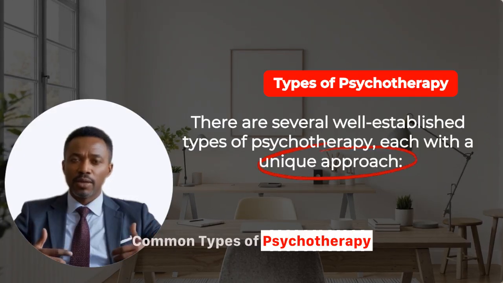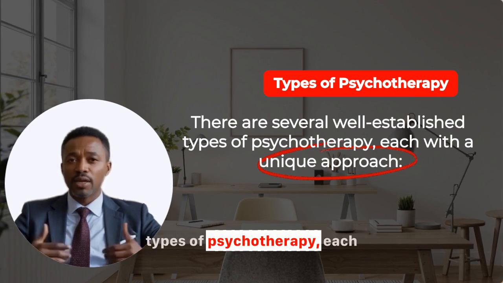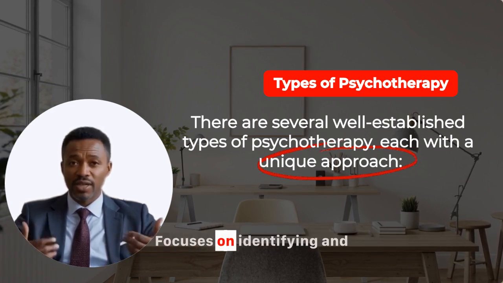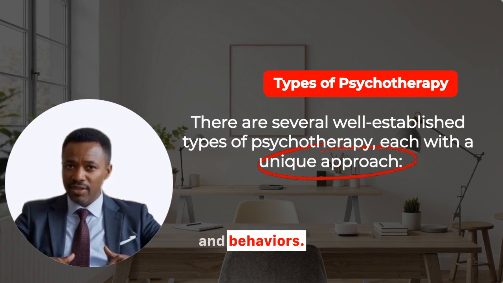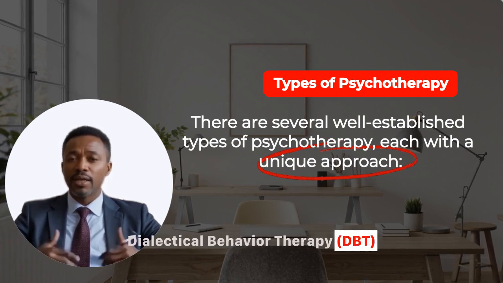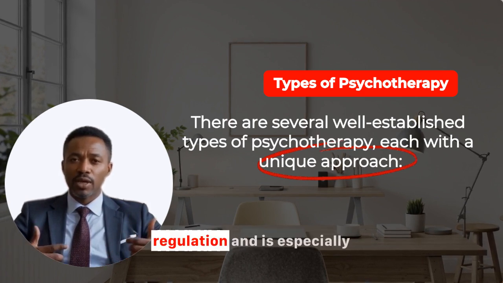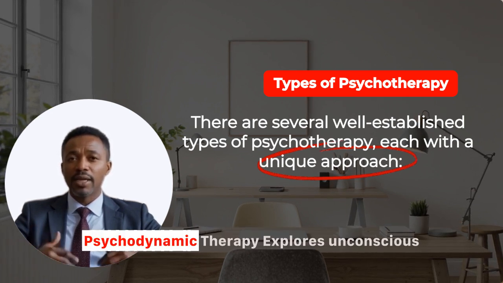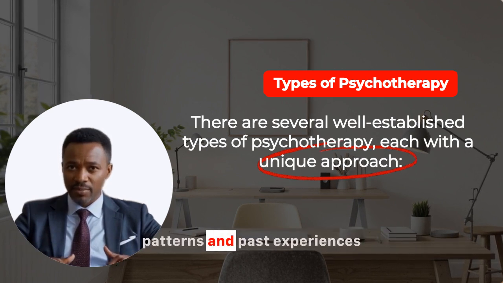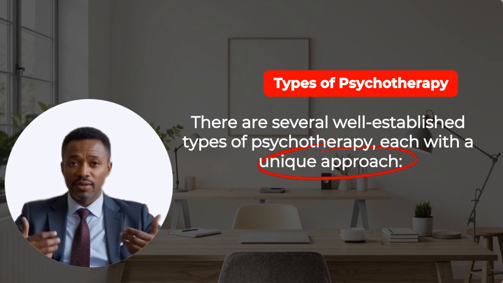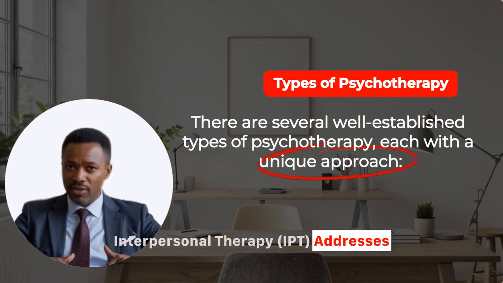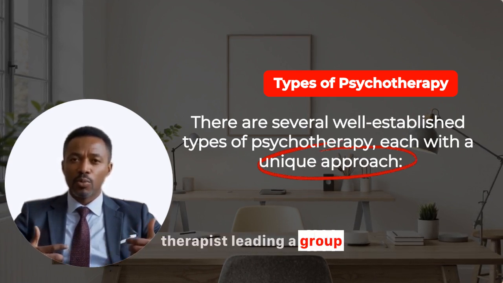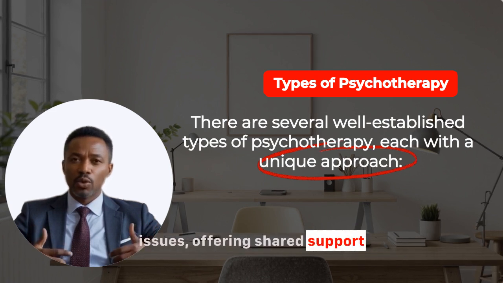Common types of psychotherapy. There are several well-established types of psychotherapy, each with a unique approach. Cognitive behavioral therapy, CBT, focuses on identifying and changing negative thought patterns and behaviors. Dialectical behavior therapy, DBT, a form of CBT that helps with emotion regulation and is especially useful for individuals with intense emotional experiences. Psychodynamic therapy explores unconscious patterns and past experiences to understand present behavior. Interpersonal therapy, IPT, addresses problems in relationships and social functioning. Group therapy involves a therapist leading a group of individuals with similar issues, offering shared support and insights.